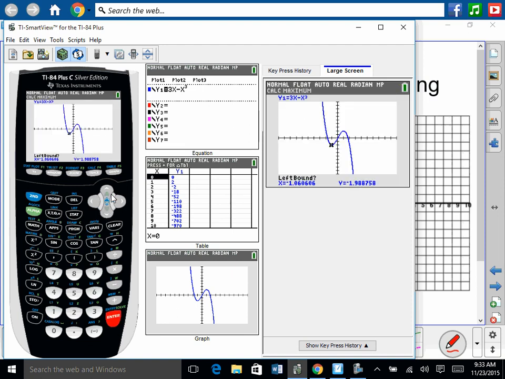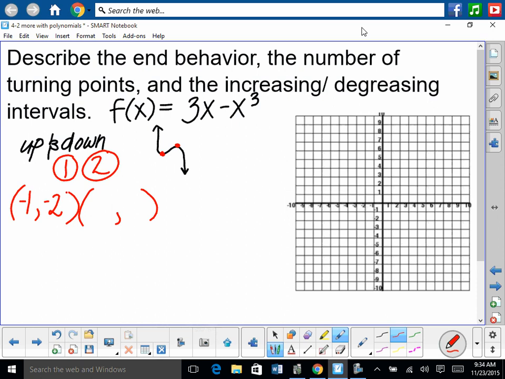Then it says left bound, anywhere left of the max, and I'm left of the max right here. I hit enter. Right bound, I need to be right of the max, and I am. I hit enter, enter again. Our maximum's at 0.999, so that rounds to be 1. Our maximum is at 1, 2. So now I could draw this if I needed to correctly.